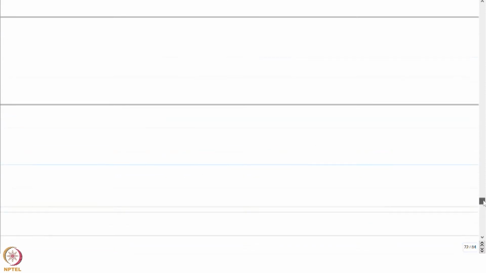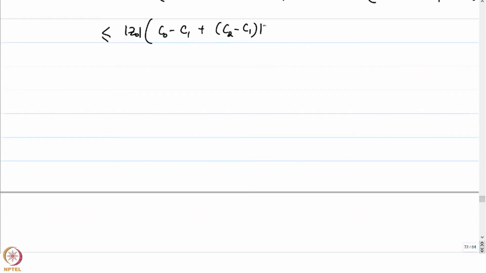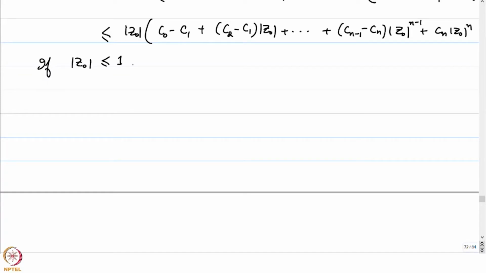We are now using the hypothesis of the statement, which will be giving us something like this. Finally, Cn minus 1 minus Cn times the absolute value of Z0 to the power n minus 1 plus Cn times the absolute value of Z0 to the power n. So till now we have not assumed anything about how the root should behave. Now let us try to prove that Z0 cannot be in the closed unit disk. So if mod Z0 is less than or equal to 1, let's see what happens.